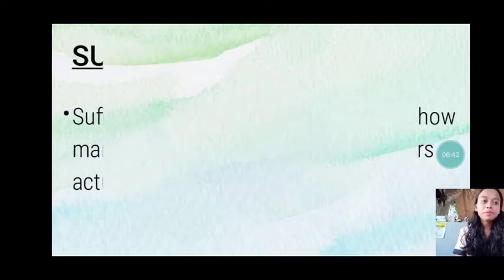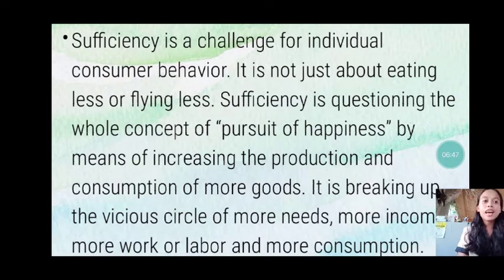So next is, sufficiency is a challenge for individual consumer behavior. It is not just about eating less or flying less. Sufficiency is questioning the whole concept of pursuit of happiness by means of increasing the production and consumption of more goods. It is breaking up the vicious circle of more needs, more income, more work or labor, and more consumption. So, the question that was presented earlier stated that how much is necessary in order for us to live a good life. So, it's questioning the whole concept of pursuit of happiness. So, how much do we really need in order for us to say, yes, we are living a good life? So, sufficiency is not just about that. So, it is breaking up the vicious circle of more needs, more income, more work or labor, and more consumption.